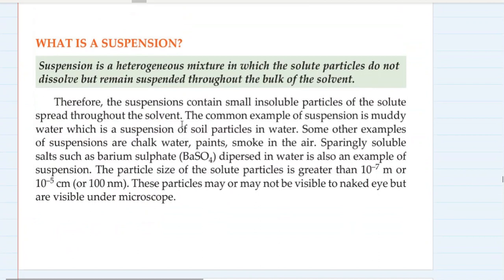Okay, let's move to the next topic, suspension. What is a suspension?